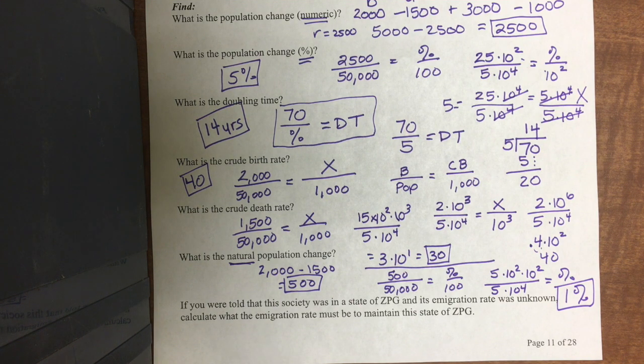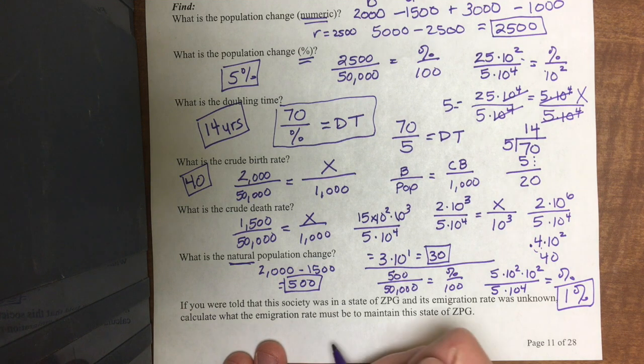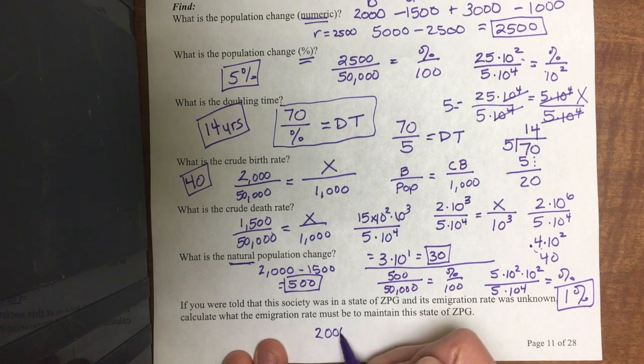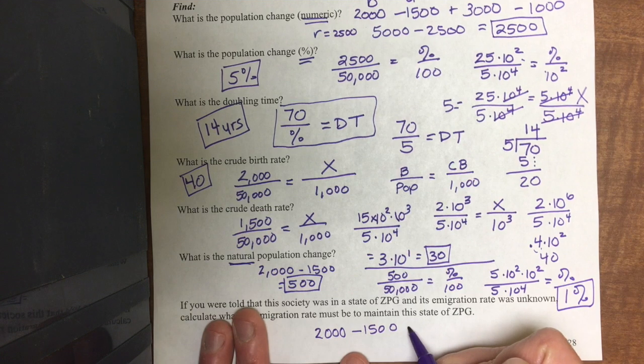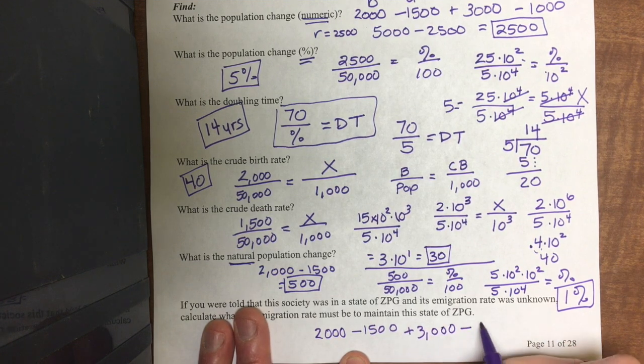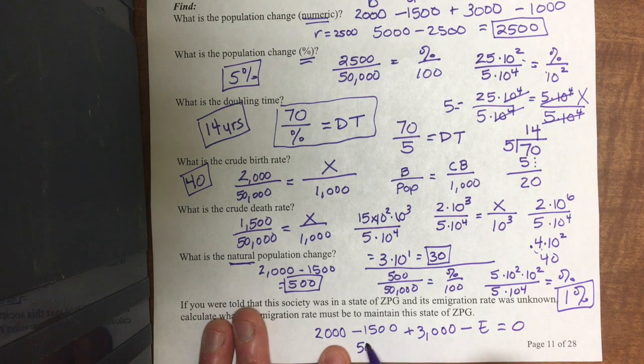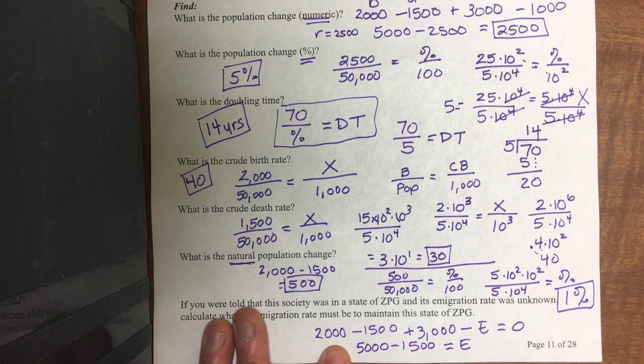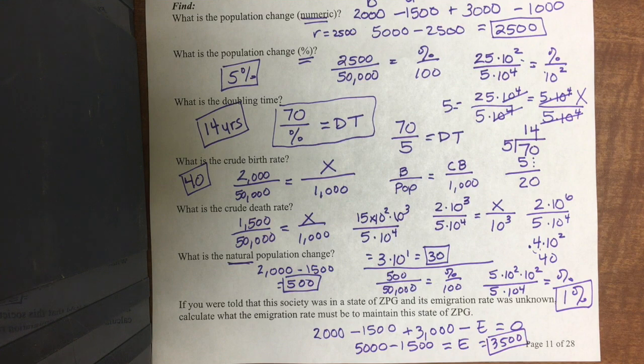Lastly, it says if you're told this society was in a state of ZPG, zero population growth, and its emigration rate is unknown, what would the emigration rate be to maintain the state of ZPG? So I would have births minus deaths plus immigrants minus emigrants has to be 0. So what must that be? 5,000 minus 1,500 equals E. You'll notice I just did a little bit of algebra there. So E would be 3,500. So those are all the different terms and things that we could use.